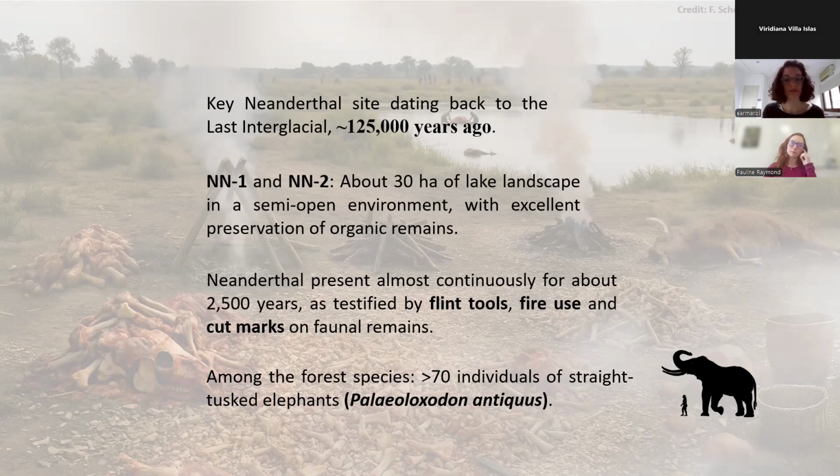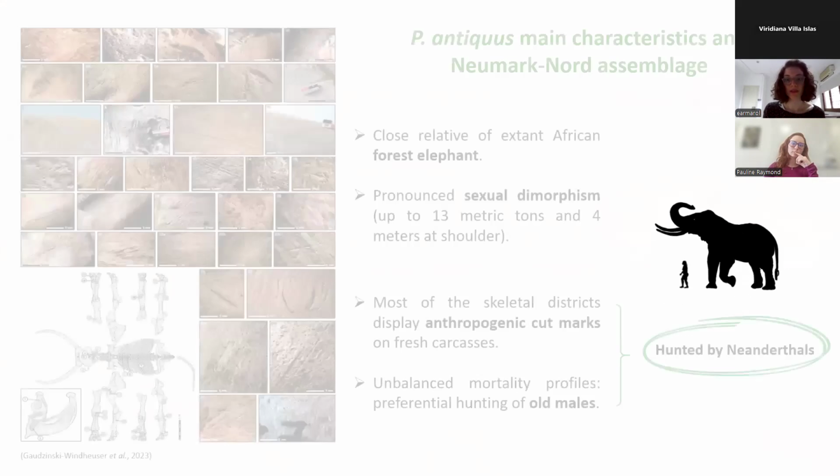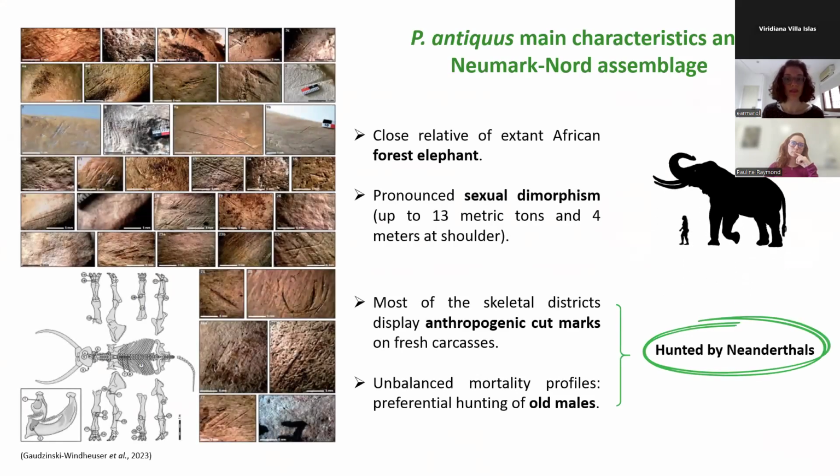forest species, because Palaeoloxodon antiquus is a forest elephant, and here more than 70 individuals were found, and this is the greatest assemblage of Palaeoloxodon antiquus found so far. Palaeoloxodon antiquus, from a genetical point of view, is a close relative of extant African elephants. And it was characterized by pronounced sexual dimorphism, with males reaching up to 13 metric tons and 4 meters only at the shoulder. So they were massive, and they were the largest terrestrial mammals of the entire Pleistocene.